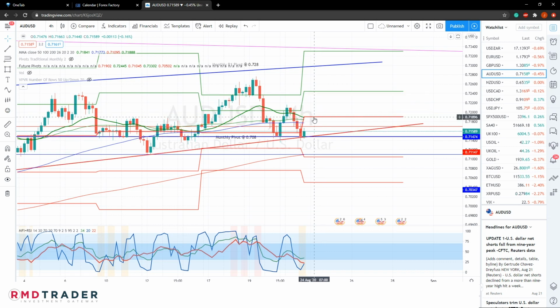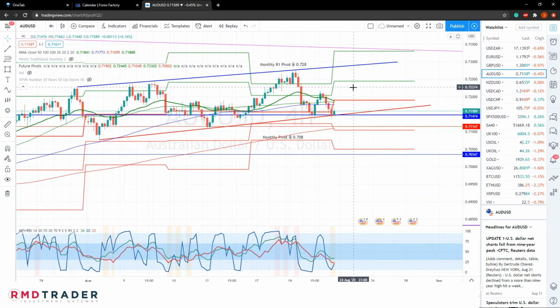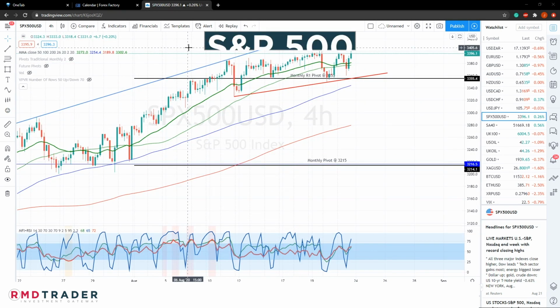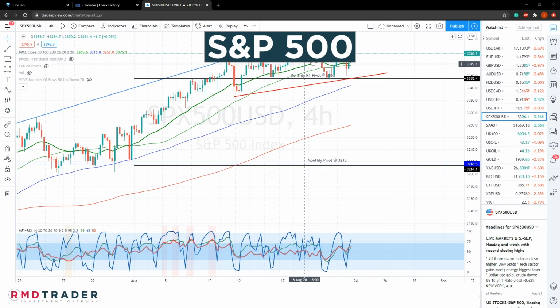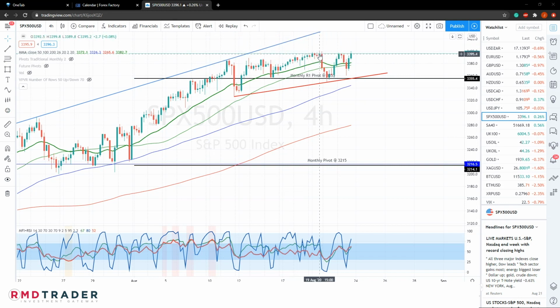You can see that our weekly pivot level is at 0.719. And if we get back above that, it's likely that we might retest this upper area of resistance of our channel that we are currently forming. And that would be around about the monthly R1 pivot at 0.728.